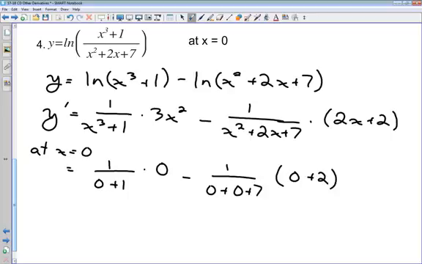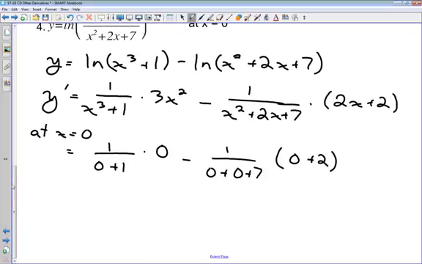So the zeros make everything kind of easy here. So I'm going to have, well, this whole term is gone. That becomes 0. So I'm left with negative 2 over 7 as the value of that derivative at x equals 0.